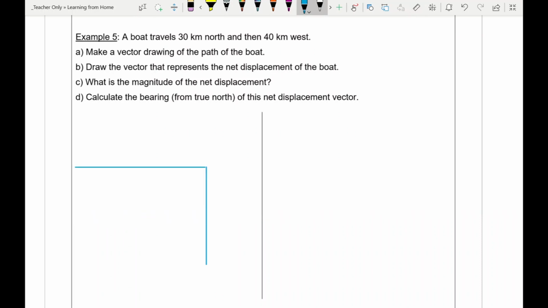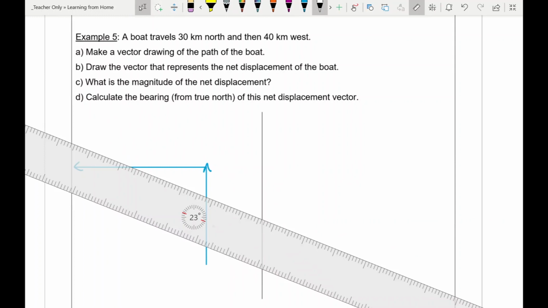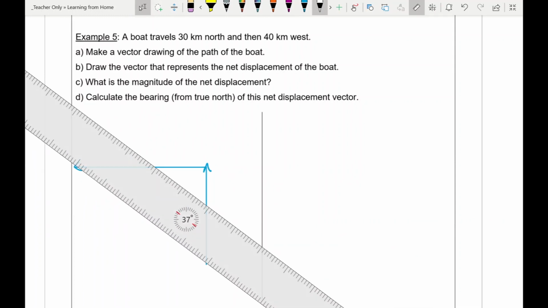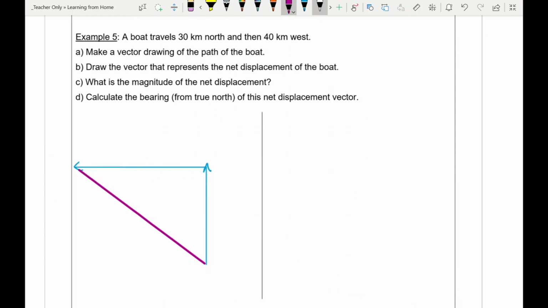Okay, so the boat travels that 30 kilometers north and then 40 kilometers west. We want to draw the vector that represents the net displacement of the boat. Now, distance is a scalar, displacement is a vector. So we care about the direction that this boat traveled. Well, it started at this point and ended at this point. So it's going to have a displacement that looks like that. What is the magnitude of the net displacement?